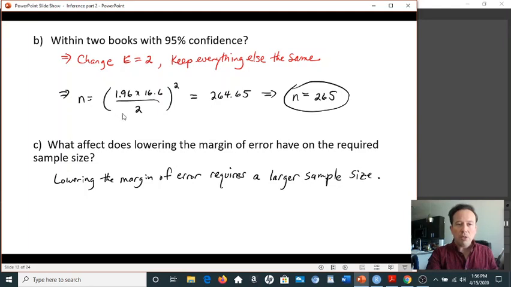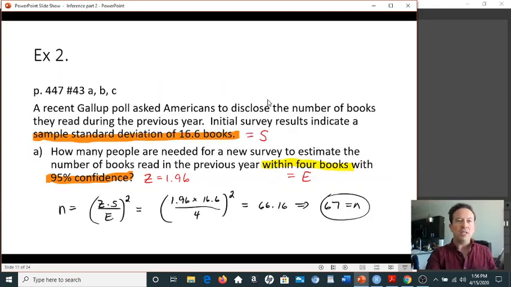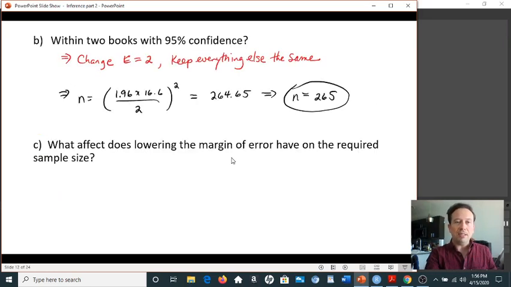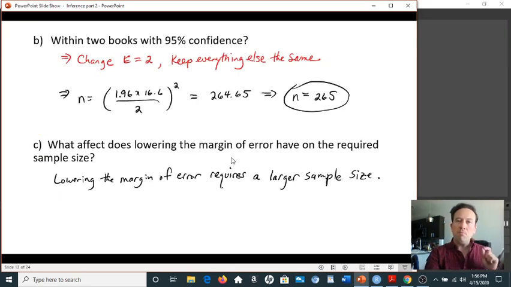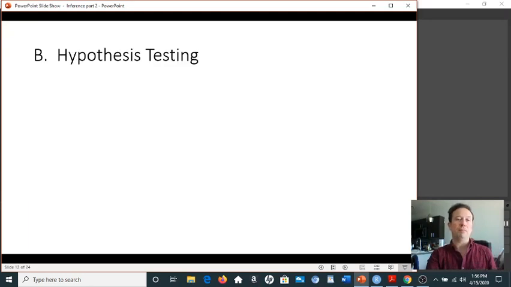Because in this problem, the margin of error was lower, but we got a larger sample size of 265. In question A, the margin of error was higher, it was 4, but we got a lower sample size. So by decreasing that margin of error, you need more people because you need it to be more accurate if the interval is more narrow. So having more people and more data will make it more accurate.